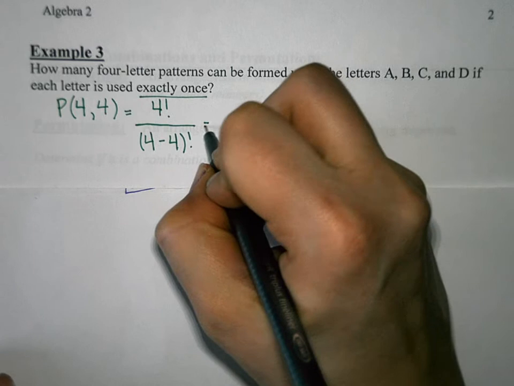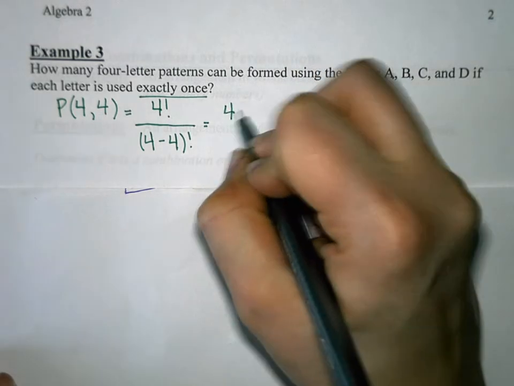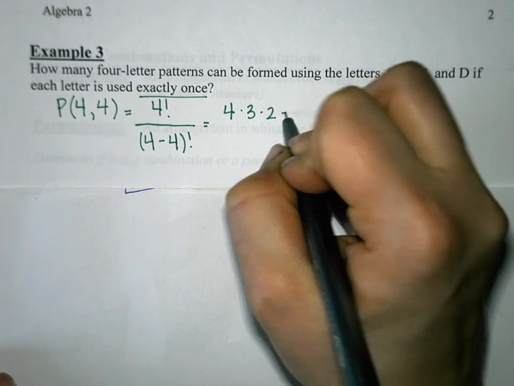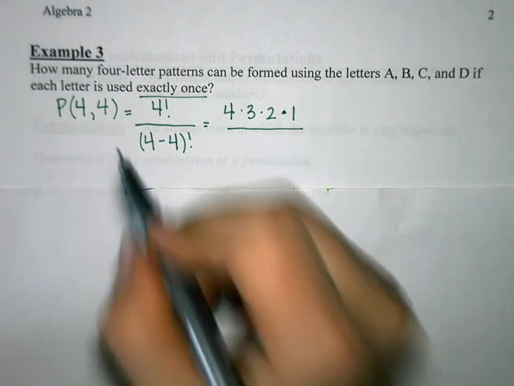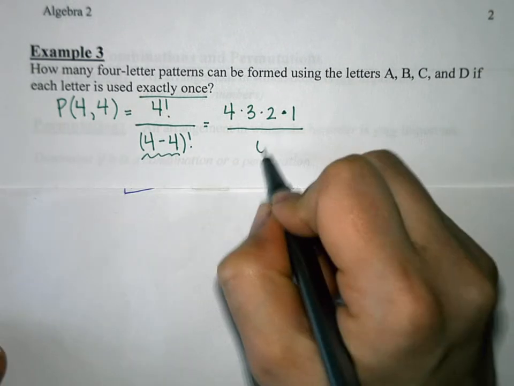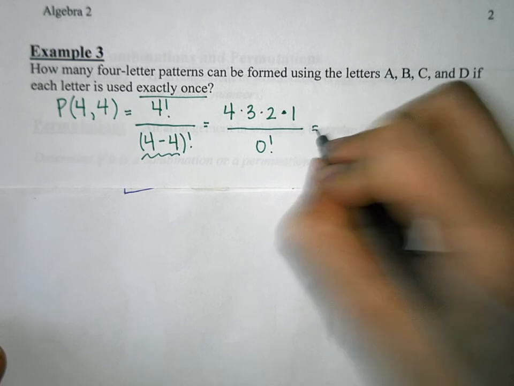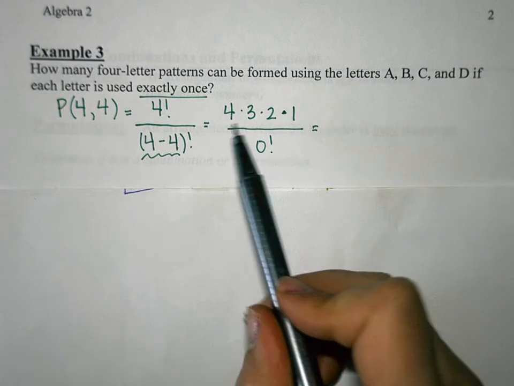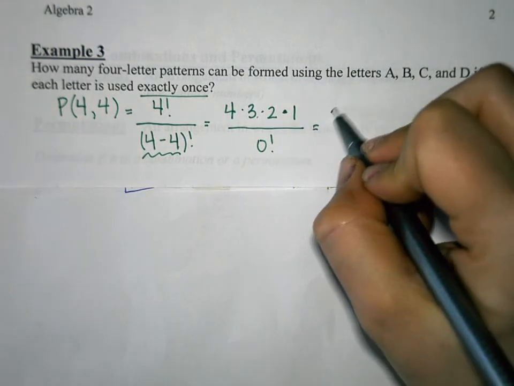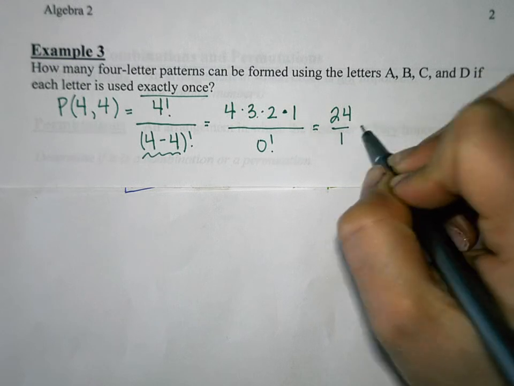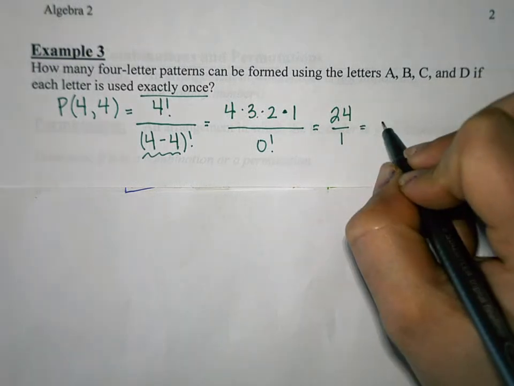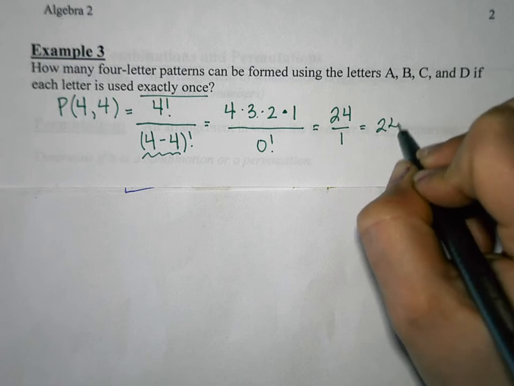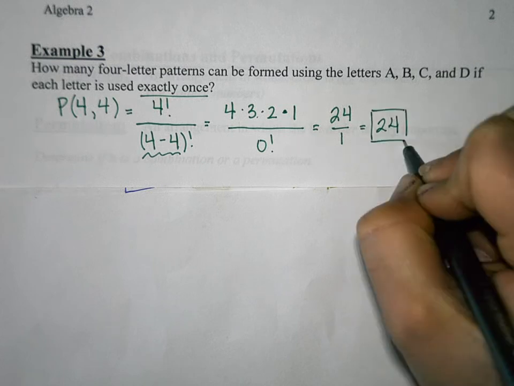So this is going to be 4 factorial is 4 times 3 times 2 times 1 all over 4 minus 4, which is in parentheses, so you have to do that first. So that's going to be over 0 factorial, which we know is 1. 4 times 3 times 2 times 1 gives me 24 over 1. So the amount of patterns that we can form is going to be 24 different patterns.